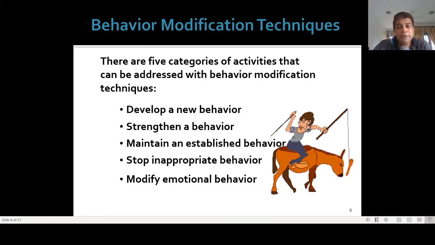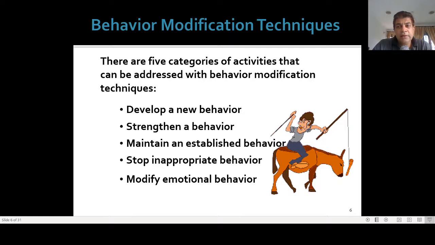We can develop a new behavior, we can strengthen an existing behavior if it is a good behavior, or we can maintain that established behavior. If it is very good, we can maintain it, or we can stop the inappropriate behavior of the employees, or modify emotional behavior. So there are 5 categories of activities that can be addressed with behavior modification: developing a new behavior, strengthening a behavior, maintaining established behavior, stopping inappropriate behavior, and modifying emotional behavior.